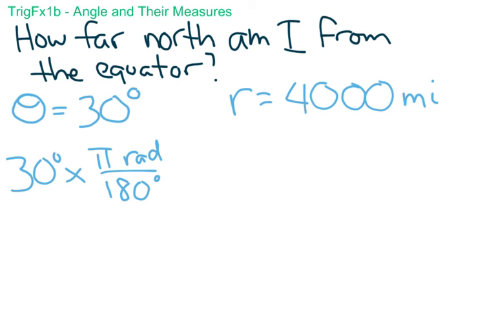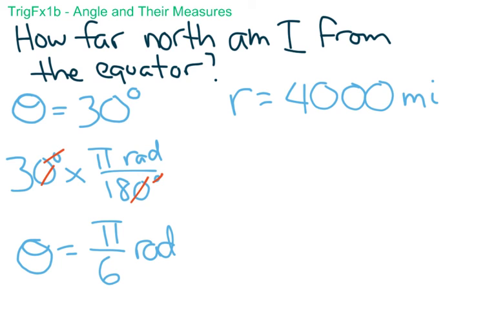So I'm going to multiply by pi radians divided by 180. The degrees cancel like we did before. I'm going to do this mostly in my head or just a little bit on paper here. The zeros cancel, and how many 3's are in 18? Well, there are 6 of them. So the angle measurement theta is equal to pi radians over 6, or pi over 6 radians, okay?